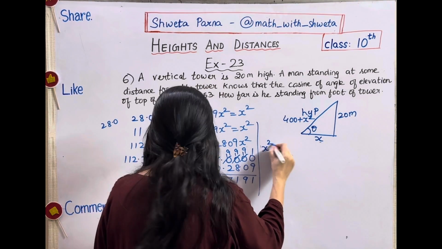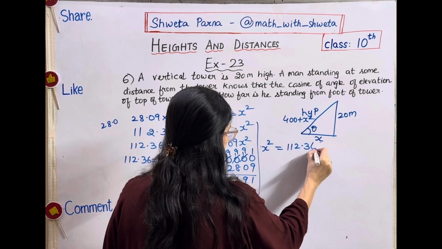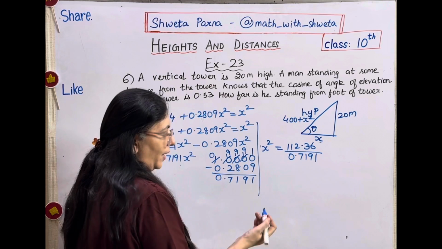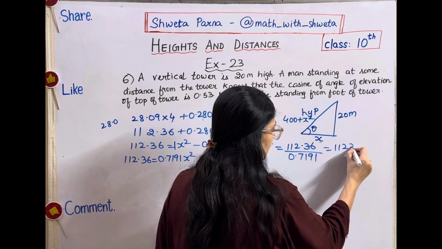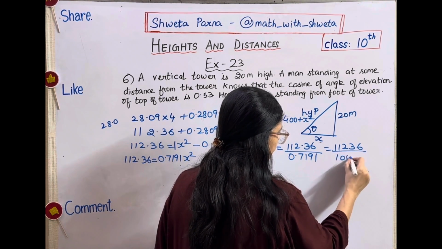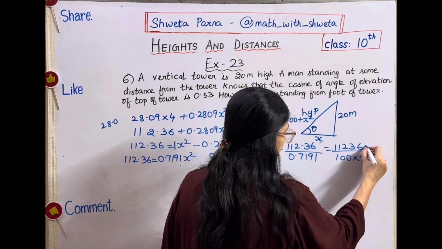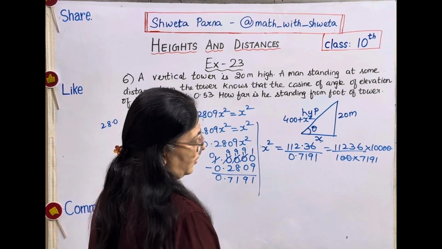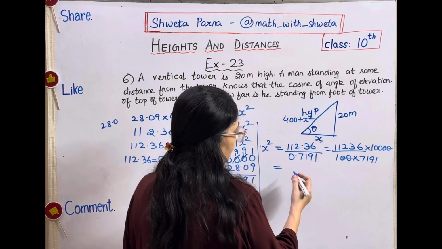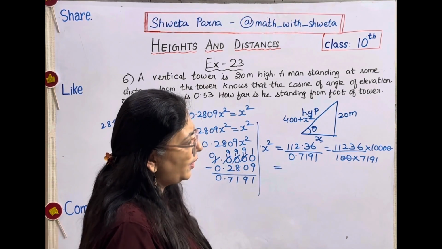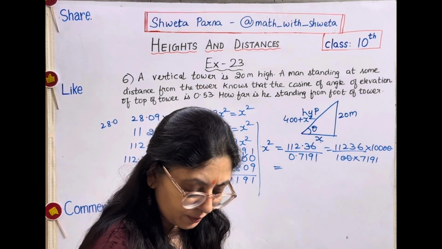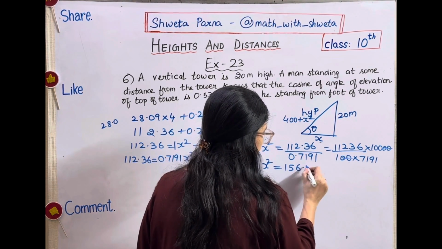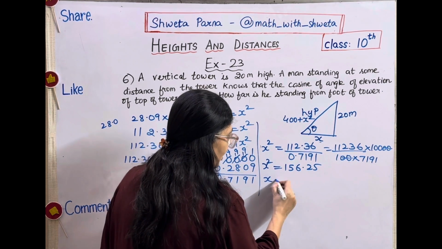Now x square is equal to 112.36 divided by 0.7191. Divide it. So when you divide it, 11236 upon 100 into 7191 upon 10,000. Two zeros cancel. So you will get the answer, nearly, as 156.25. Approximate answer. So x square is 156.25. Now find the square root.